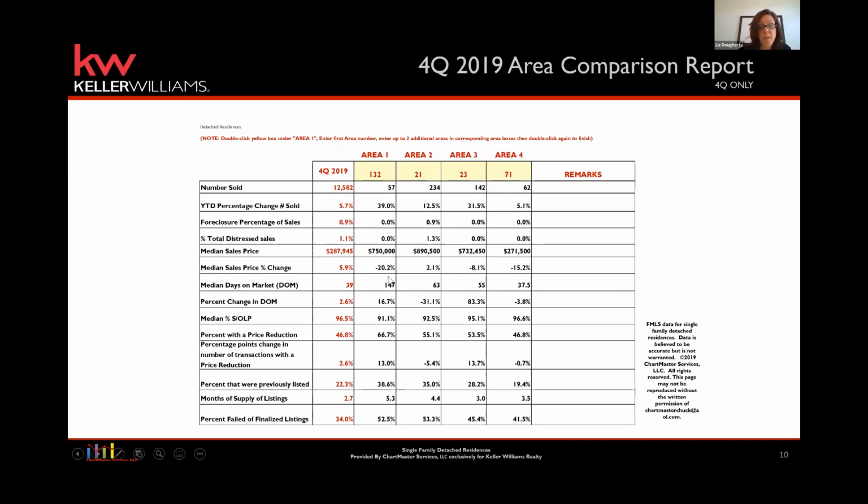Like this one is 147 median days on market versus 55, 37 and a half. That's a big difference. So you've got more time in one versus the other to make offers and to negotiate. So I like that comparison chart a lot. I use that a lot.